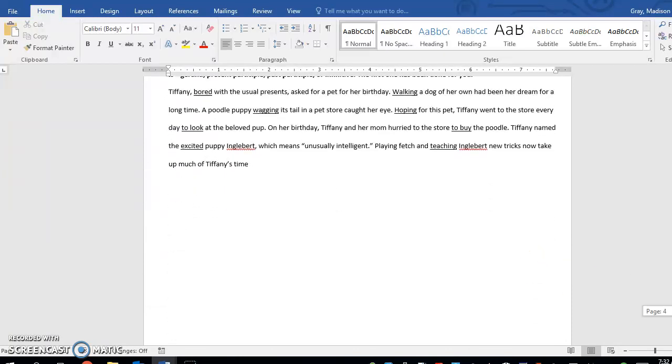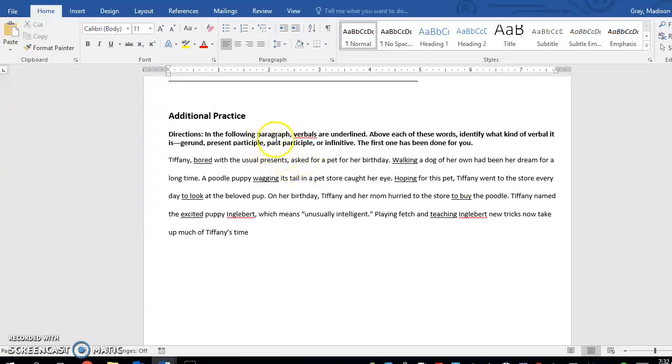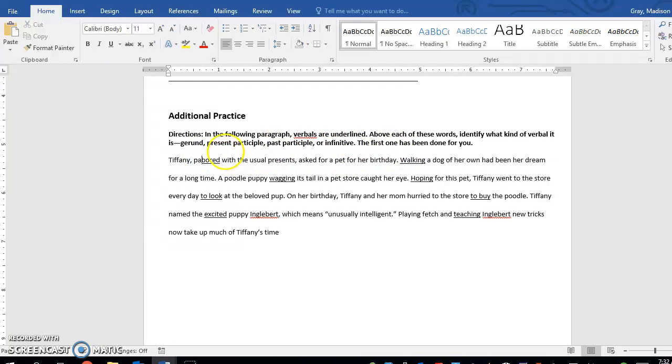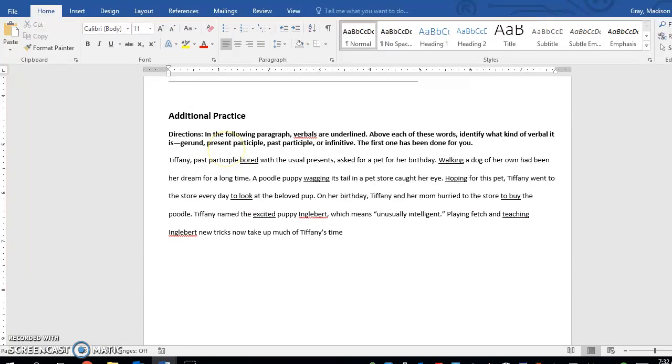And finally, additional practice. You still have to do it though. All the verbals in this paragraph are underlined. Above each one, I want you to identify what is it. It is a gerund, a present participle, a past participle, or an infinitive. The first one has been done for you, meaning that bored here, and I'm going to label it next to it, is a past participle.